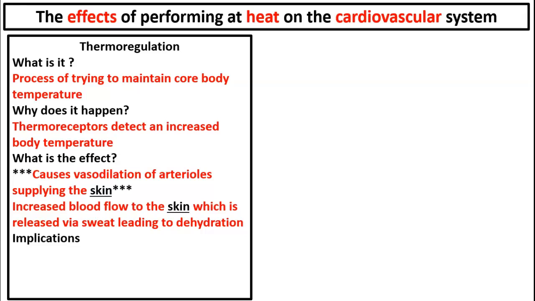Okay, so I think that hopefully you can see exactly how that works. Now, on the previous slide I said the cardiovascular system consists of heart, blood and blood vessels. Specifically here we've looked at how thermoregulation causes vasodilation of arterioles supplying the skin, which is a blood vessel, which then allows the blood to flow out towards the skin, which allows us to sweat, to release heat, but it can lead to dehydration.